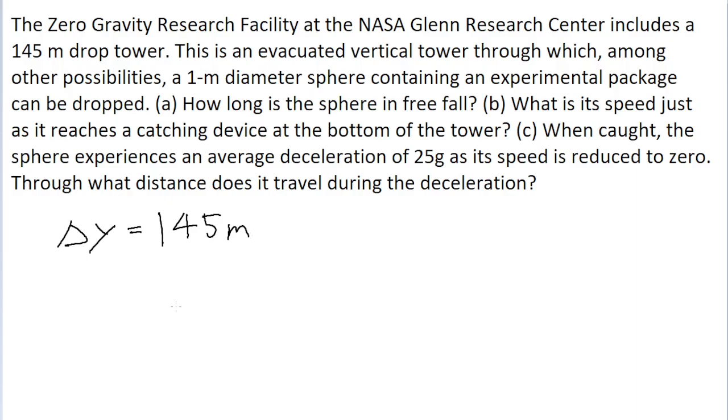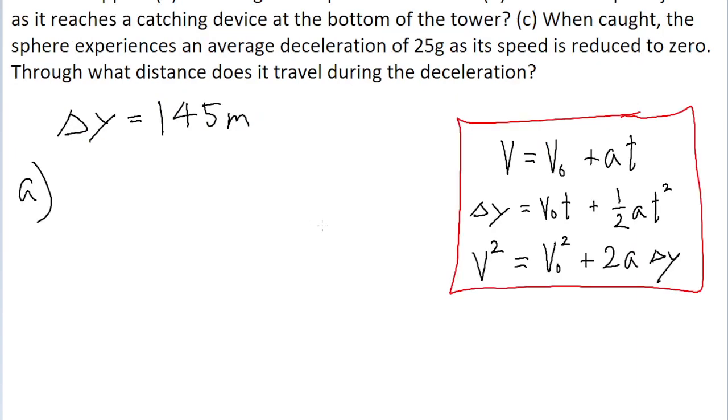Now that's all the information we're given for part A of the problem, which asks for how long the sphere is in free fall, so how much time it takes for the sphere to fall 145 meters. Well, if we assume that the acceleration is constant, then we can apply our kinematics equations for constant acceleration. And I've taken the time to write out those formulas on the side. Since we're dealing with a situation where the object is in free fall, the acceleration is just the gravitational acceleration, so the acceleration due to gravity of 9.8 meters per second squared.